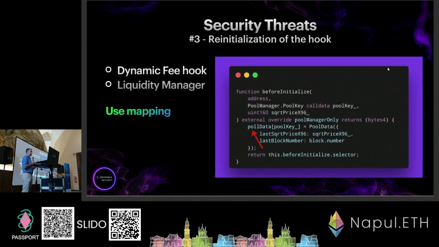Well, you can either make sure that only one pool can be initialized using your hook, or if you want to support multiple pools, you can use mapping to store specific data related to the pool in this mapping with the key of pool key, right? Like in this example with pool data. Oh, there's a typo here. It should be pool data, not the poll data.